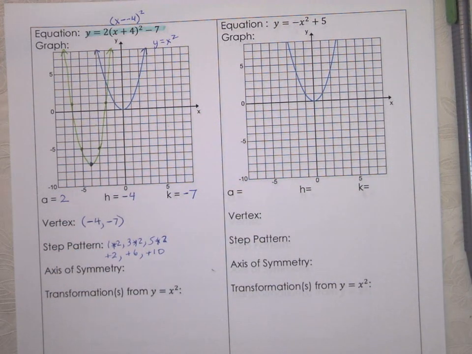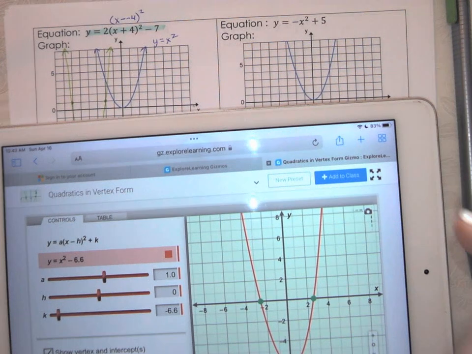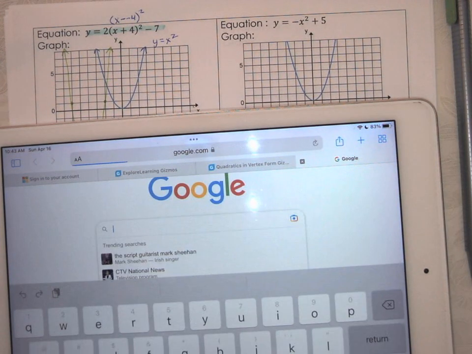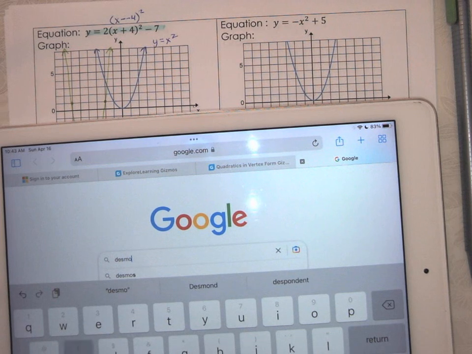I did want to show you something else here, not with my gizmo, but with Desmos, which you guys all have. Desmos graphing calculator.